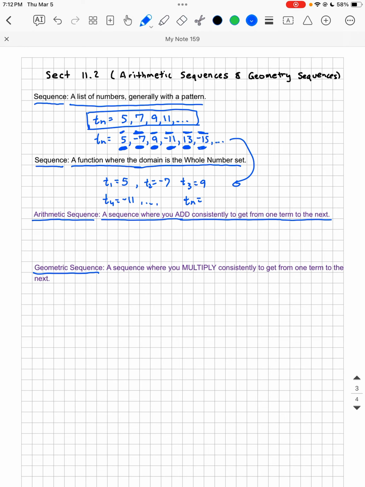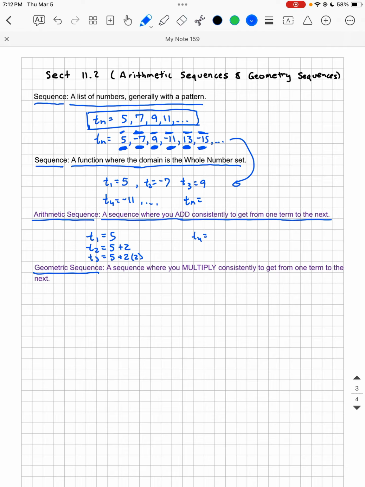Now, to help you see what this linear equation is, maybe we can do the following. We can say t of 1 is equal to 5. I know this is a little tedious, but bear with me for the time being. t of 2 is equal to, instead of 7, I'm going to write 5 plus 2. t of 3 is going to be equal to 5 plus 2 times 2.